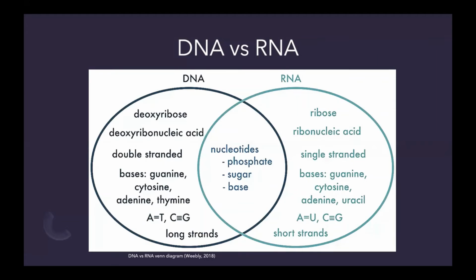DNA has the nitrogenous bases adenine, thymine, guanine, and cytosine. RNA has the bases adenine, uracil, cytosine, and guanine. And as far as structure, of course, DNA has longer strands and RNA has shorter strands. So if you have any differences from what I have on here, you can go ahead and correct whatever you have.